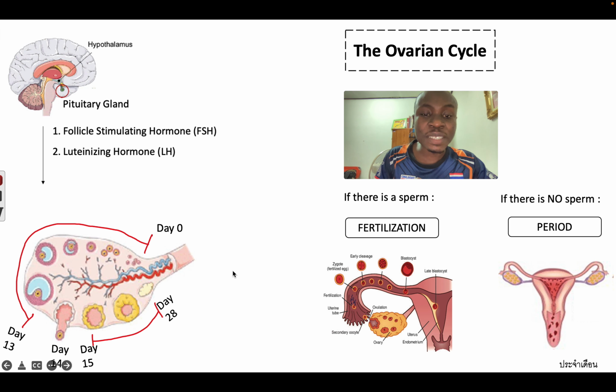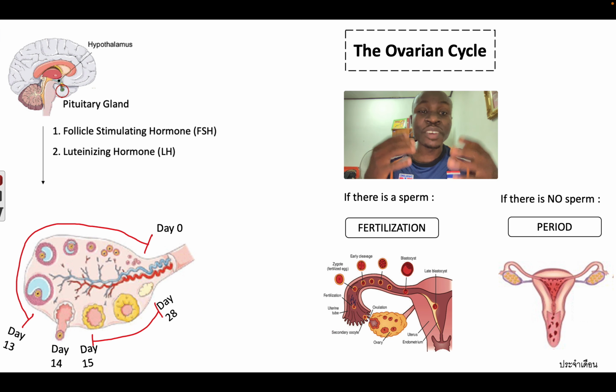Now, if there is a sperm in the fallopian tube, the egg and the sperm will join together to form a zygote, and we're going to have a baby. If there is no sperm, the egg is going to die together with the wall of the uterus, and it's going to fall out through the vagina as a period. We call that period. This is period in Thai. We call this process the ovarian cycle.